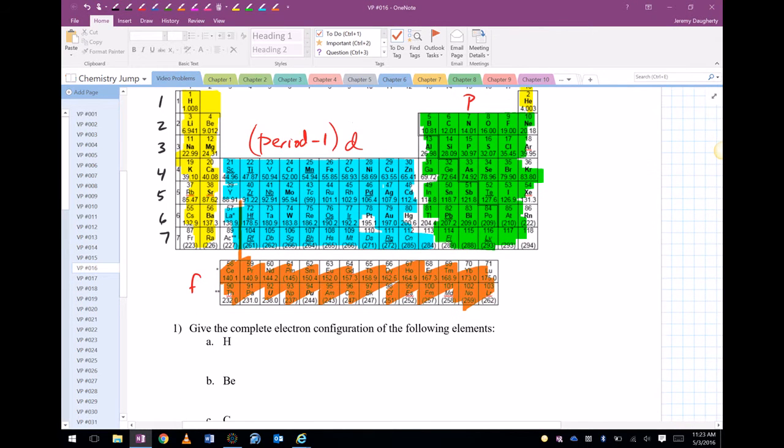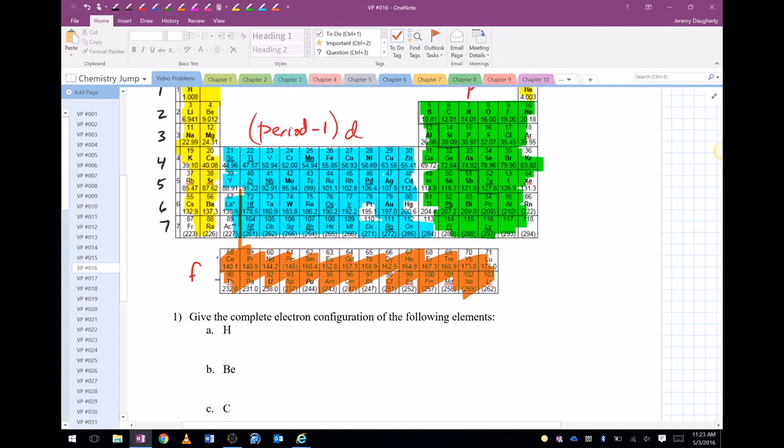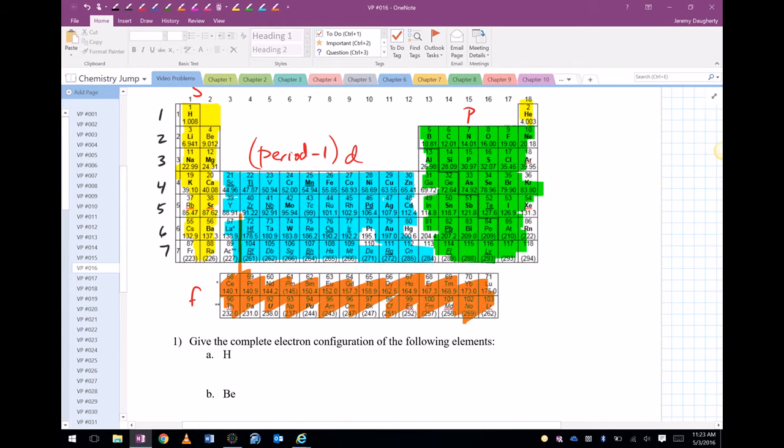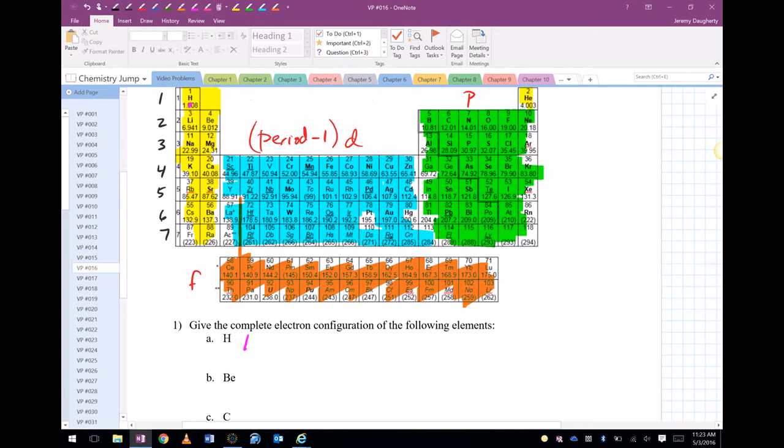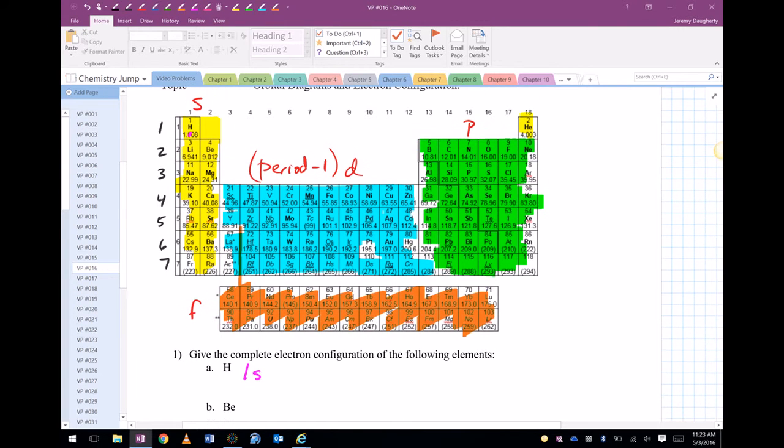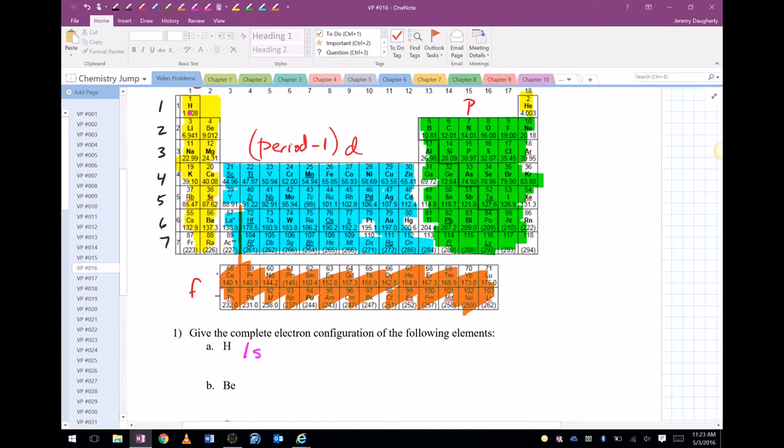Give the complete electron configuration of the following elements. We start out with hydrogen. So let me pick a good color here. So here's hydrogen. So that is in the first period. It is in the S block. And there is only one electron in that S block, so it's 1s1.